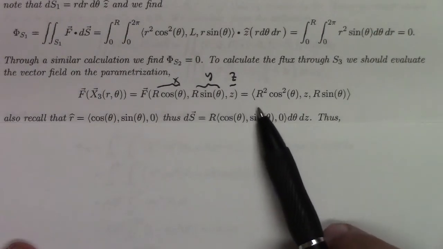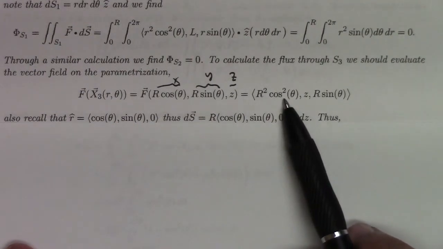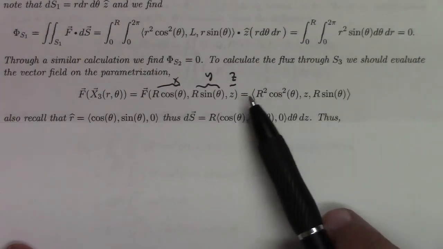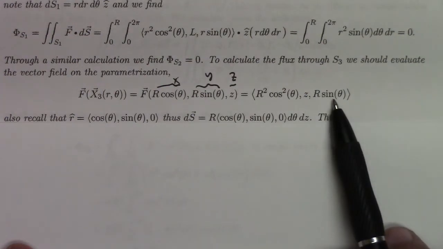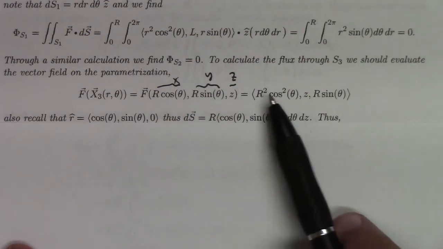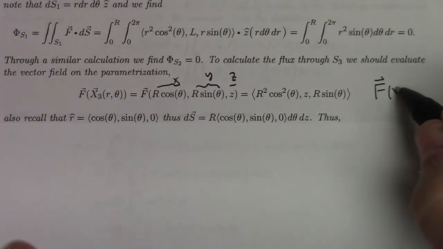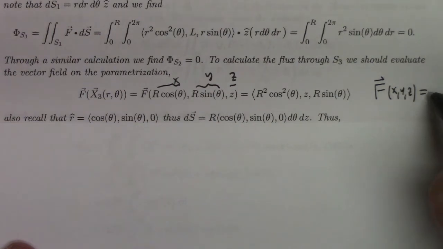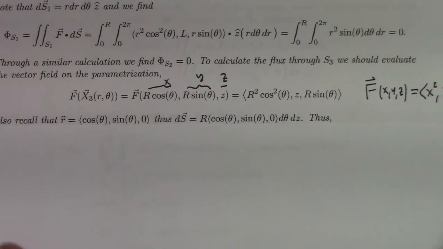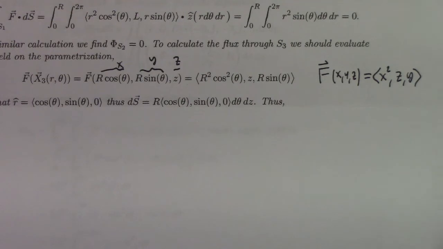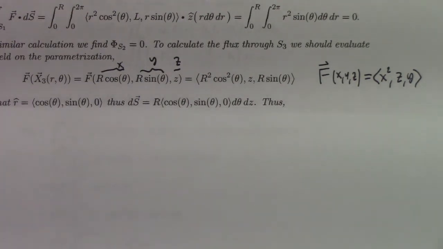I square the x component and put it in the x component. And then the z term I put in the y component, like I said. And the y component I put in the z term. That's the formula for F. That's what F does to its inputs. Because remember, F of x, y, z, by definition in this problem, is (x squared, z, y). So I'm just following that rule with respect to these inputs. You have to do that. That's part of thinking through the flux integral. We have to evaluate the vector field at the parameterization.